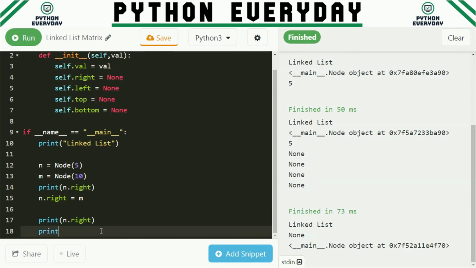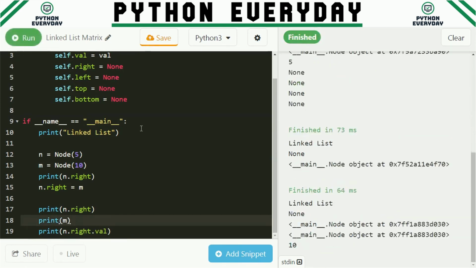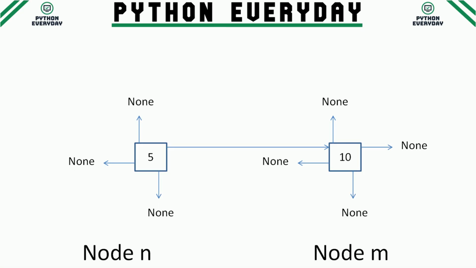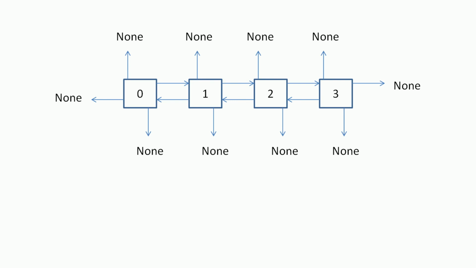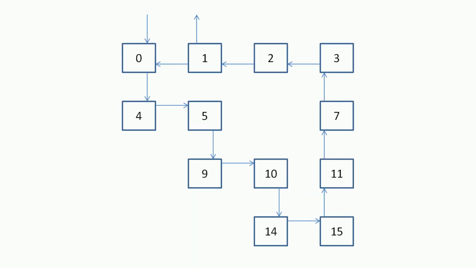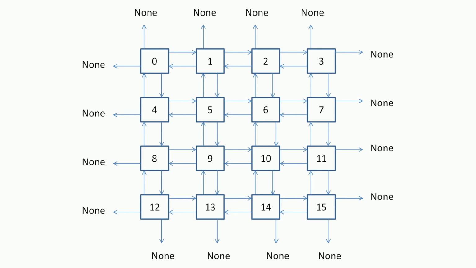Let's check the value stored in the node m by printing n.right.value. Yes, the link between nodes is established, and the value of the node is printed successfully. Now, we have typed the code to connect nodes toward the right. To know how to connect nodes to all of its sides dynamically, through functions and loops, to make the matrix, watch the next video from this series.